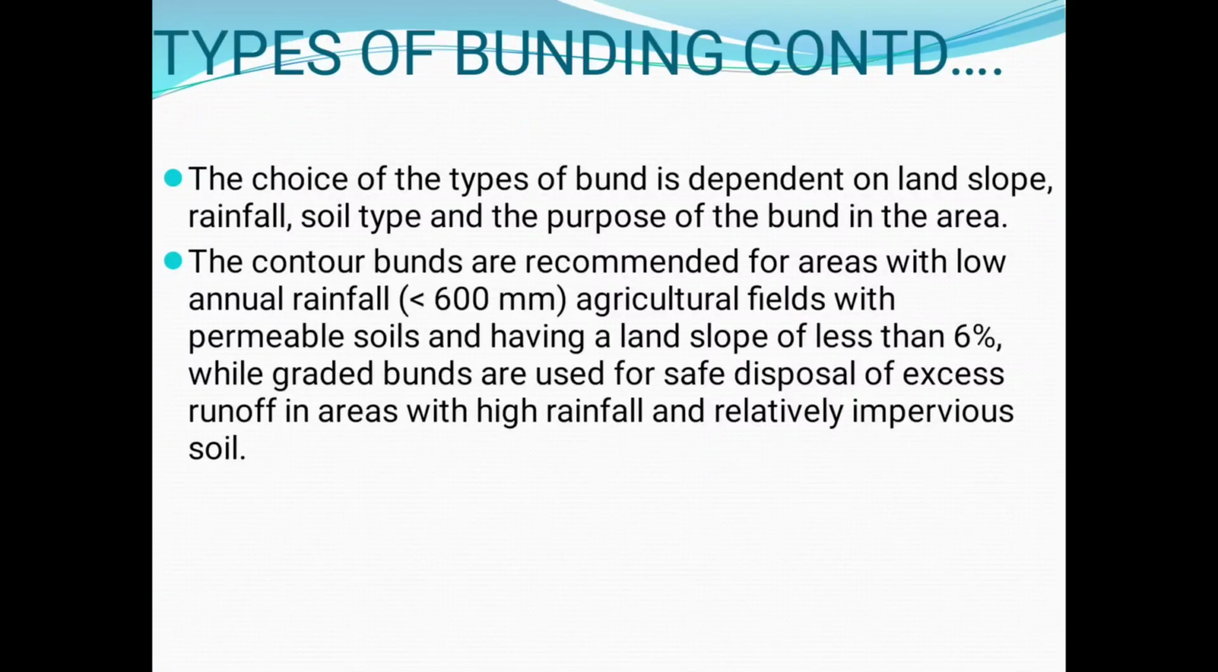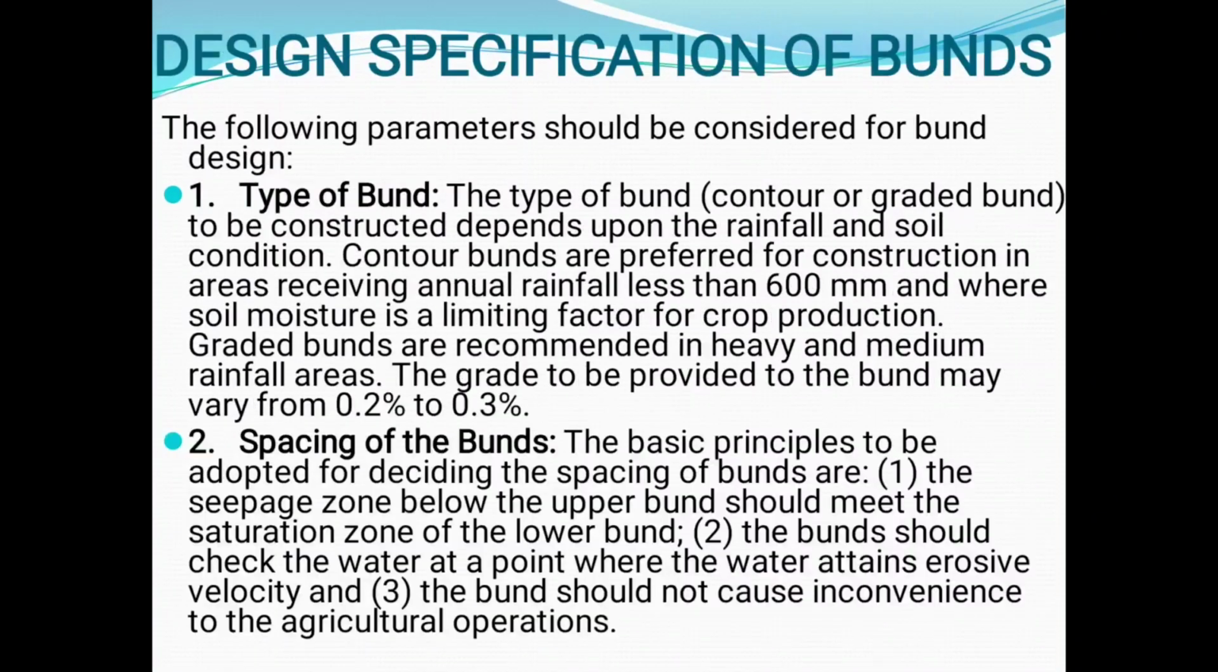The choice of type of bunds depends on the land slope, rainfall, soil type, and purpose of the bund in the area. The contour bunds are recommended for areas with low annual rainfall, agriculture fields with permeable soil, having land slope of less than 6%, while graded bunds are used for safe disposal of excess runoff in areas with high rainfall and relatively impervious soil.